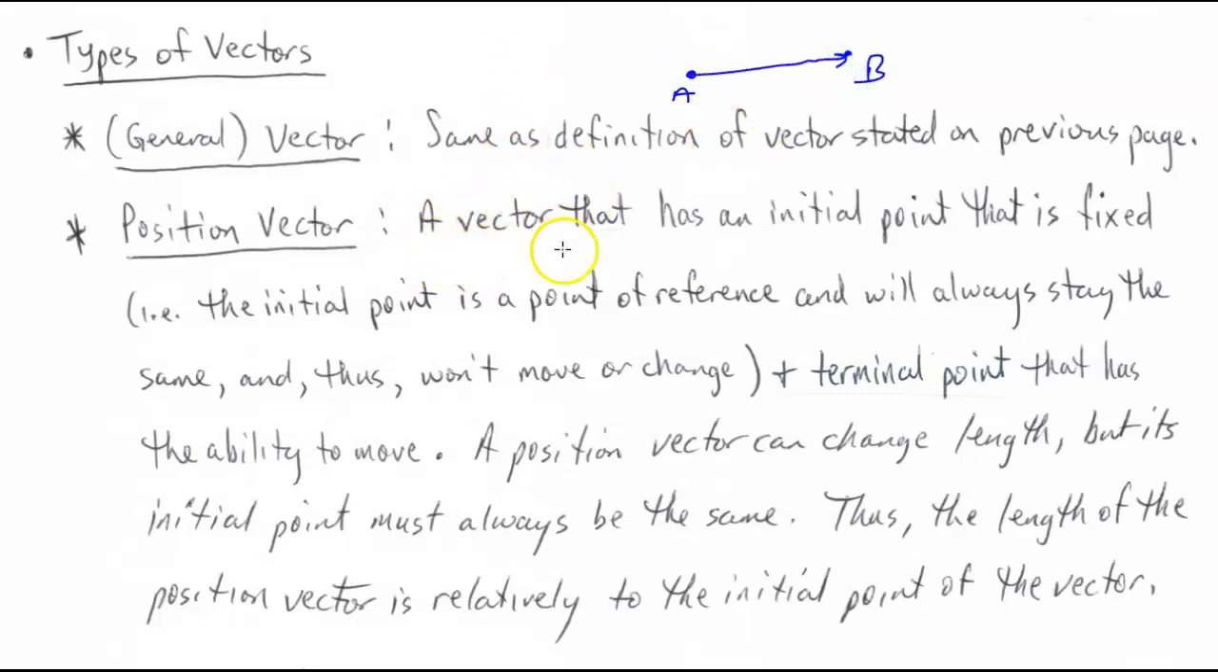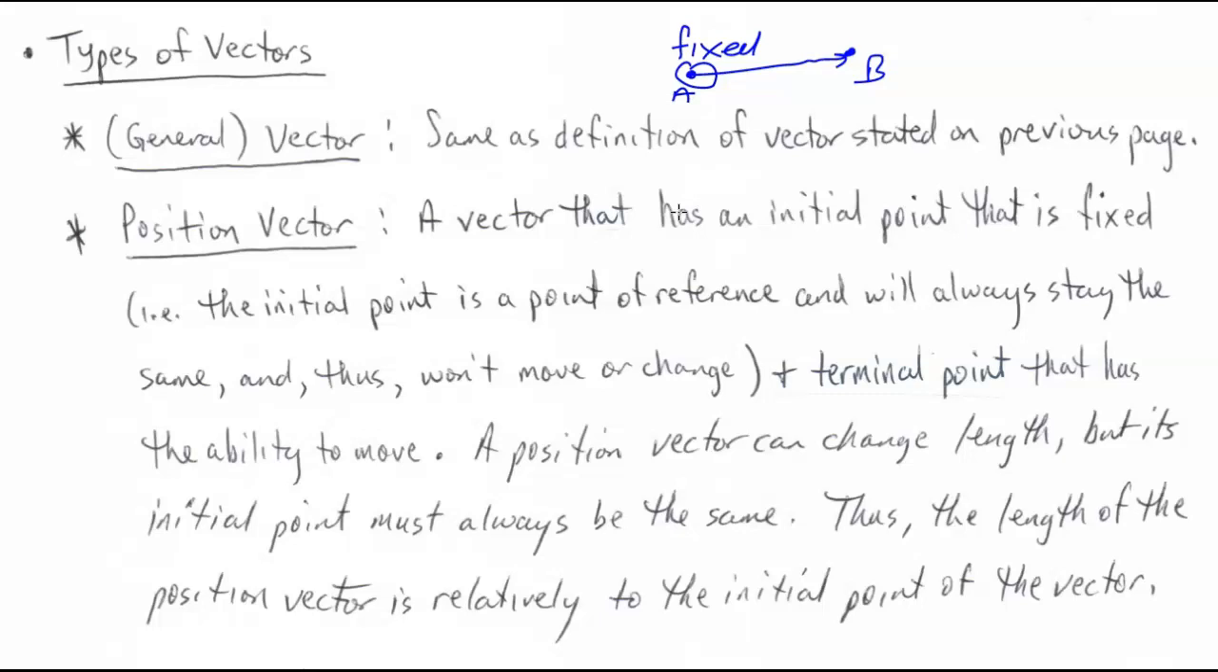Now, a position vector is a vector that has an initial point that is fixed, meaning that this point will not move, but the terminal point here is one that can possibly move. It doesn't have to, but normally when we talk about a position vector, we're assuming that that terminal point is actually moving, and it may be moving with, let's say, time.